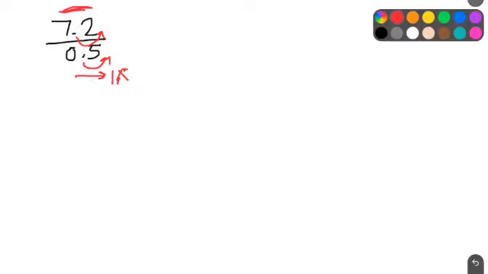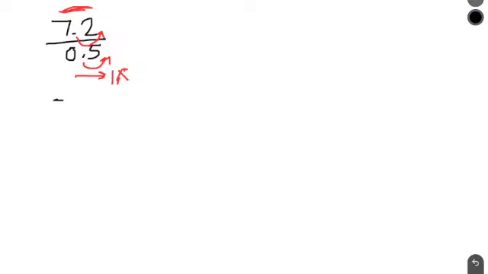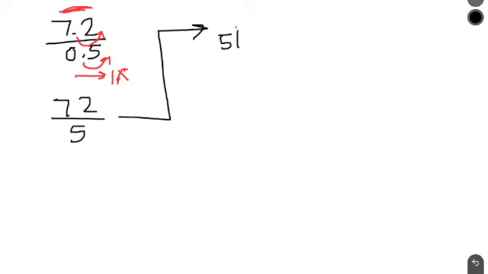So we move the decimal point over one time, and that makes the problem 72 divided by 5. So to proceed to solving our problem, we put the denominator outside the bracket, and then the numerator inside. And we begin to solve.